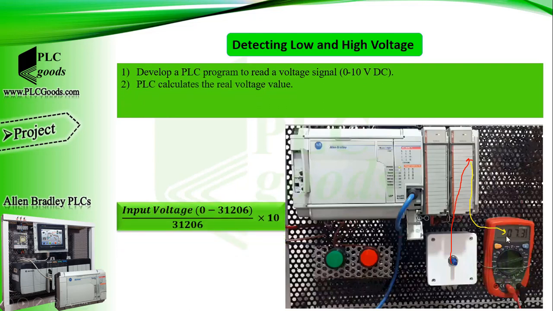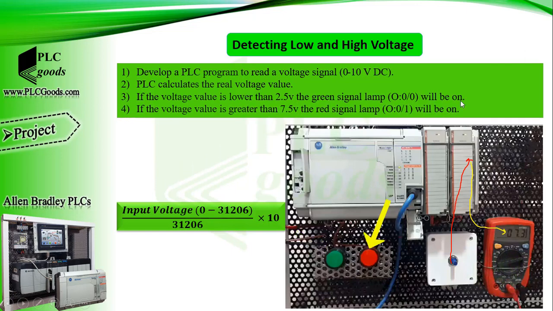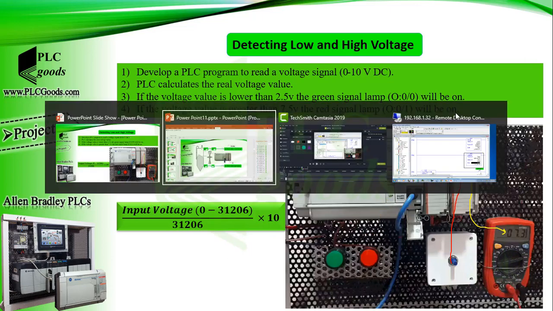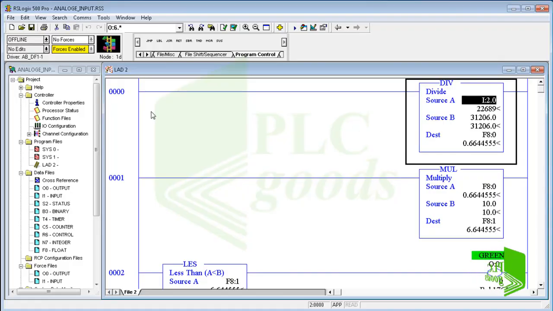Then, the PLC calculates the real voltage value. The program can use this formula to convert the received number to a value between 0 and 10. Also, if the voltage value is lower than 2.5 volt, the connected green signal lamp will be on. And if the voltage value is greater than 7.5 volt, the red signal lamp will be on. Alright, let's see my program.